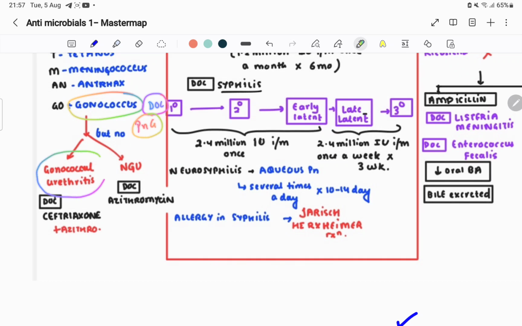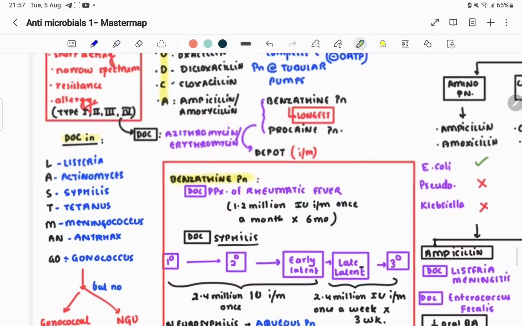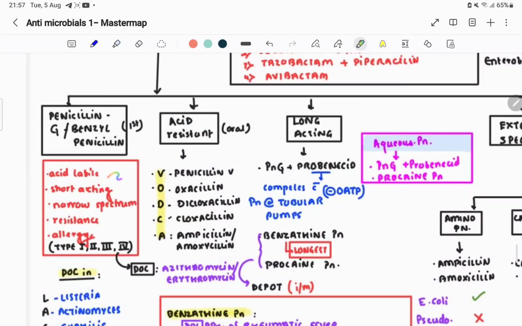But in gonococcal urethritis, the drug of choice is ceftriaxone plus azithromycin, right? In non-gonococcal urethritis, the drug of choice is azithromycin. Okay. So LAST MANGO is the mnemonic for penicillin G. So we developed this, it was acid labile, right? We wanted to make it acid resistant.